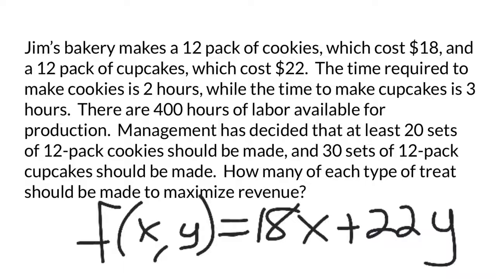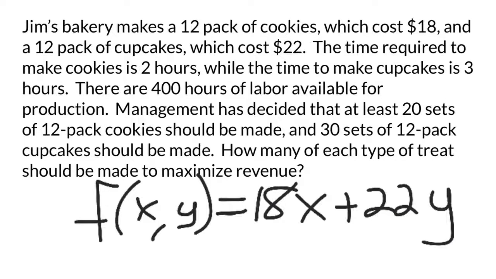It's a function of two variables, of x, which we can let represent how much we sell each package of cookies for, and it's a function of y, how much we can sell each cupcake for. So we want to maximize this function. So it's like a linear optimization problem.